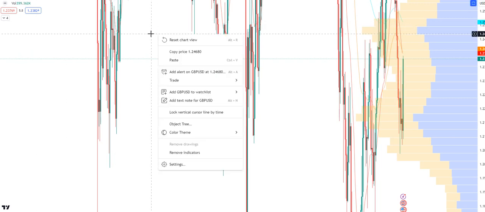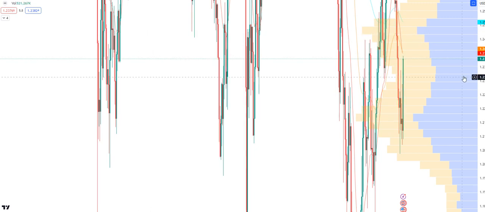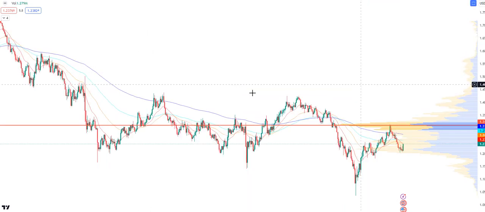Now, it's been a while since we did a session together, so hopefully we're going to look at some charts today. The chart we're going to be looking at today is GBP/USD, and this is the weekly time frame, so I'm going to show you the weekly time frame.